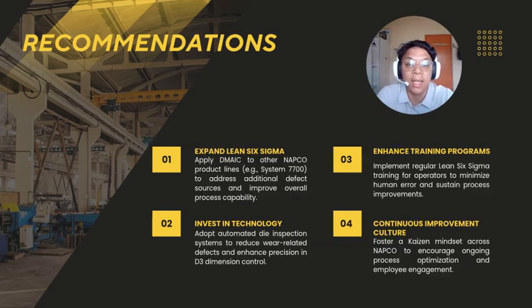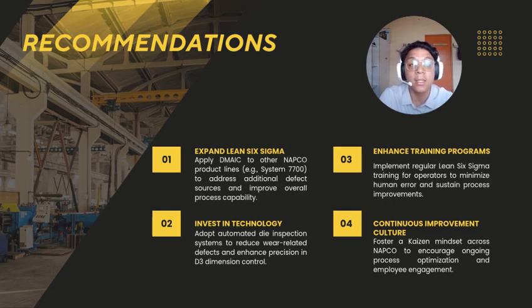To close, let's look at how Napco can build on this success. Here are our recommendations for future improvements. First, we should expand Lean Six Sigma across other product lines like System 7700, which has a high defect rate. Applying DMAIC here could replicate our success with Profile 4332, improving overall process capability.